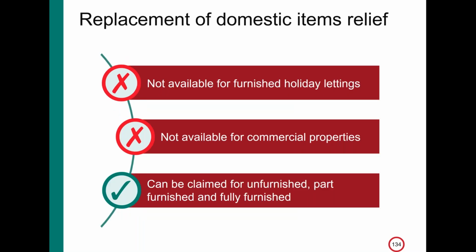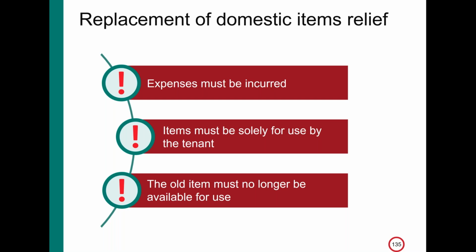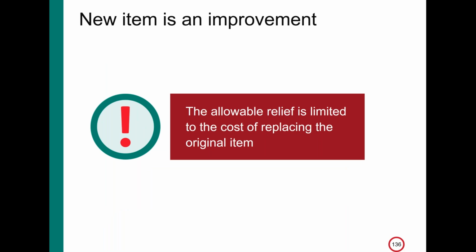You cannot use the relief for furnished holiday lettings or commercial property lettings, for example, shops and offices. You can use it for unfurnished, part furnished, and fully furnished residential property. There must be an actual cost for buying a new replacement domestic item. The new item must be solely for use by the tenants, and the old item must no longer be available. If the new item is an improvement, you can only claim the cost of buying an item which is the same as the original. Let's look at an example.